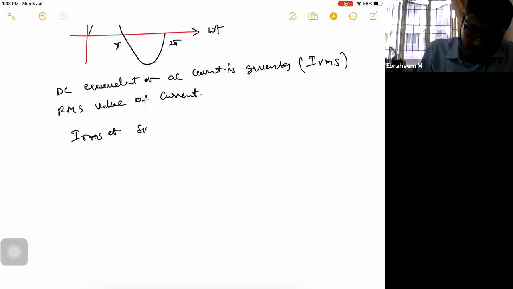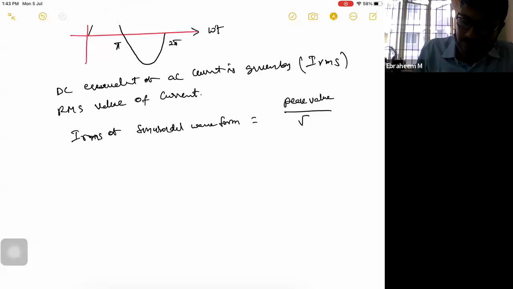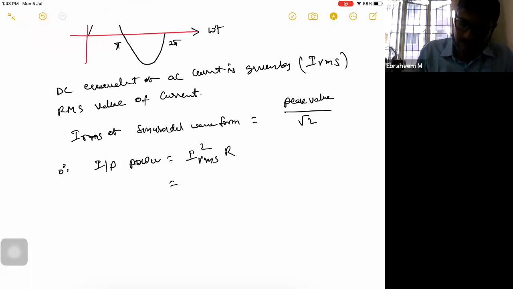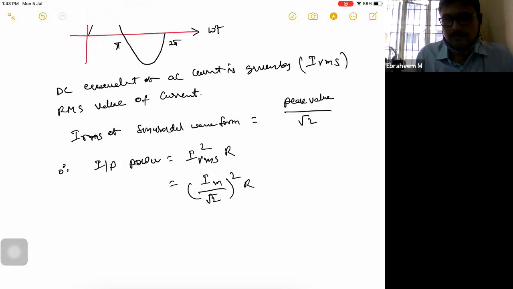So the IRMS of a sinusoidal waveform is given by peak value by root 2. Therefore, input power is equal to IRMS square into R, that is equal to (I maximum by root 2) whole square into R. Okay, is it clear?